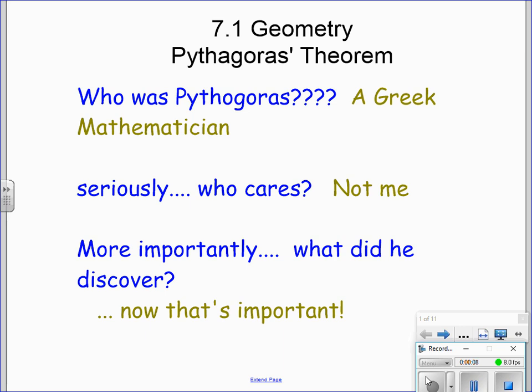We're going to begin today with our very first lesson on geometry, which is 7.1. Today we're going to be talking about Pythagoras' theorem. And I know many of you are probably saying, who the heck is Pythagoras? Well, Pythagoras, as it says here, is a Greek mathematician way back in the day, probably as old as your parents. And most importantly, as far as we're concerned today, he discovered an important rule for geometry, which I'm going to share with you.